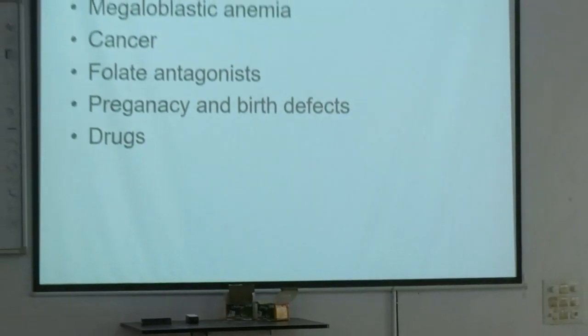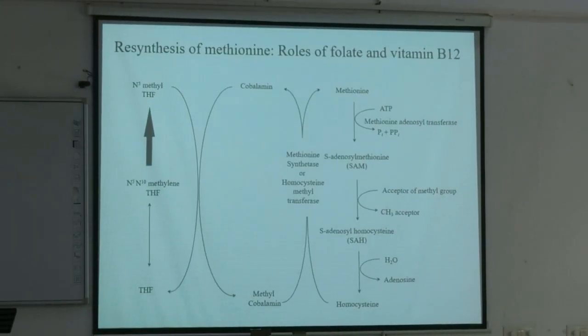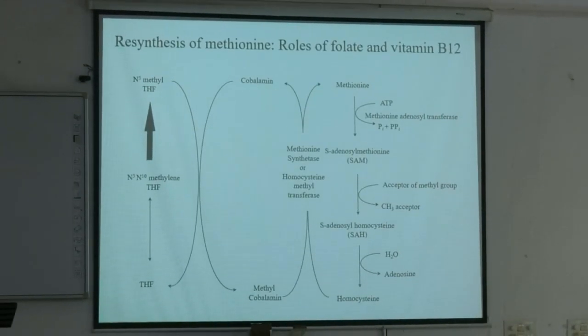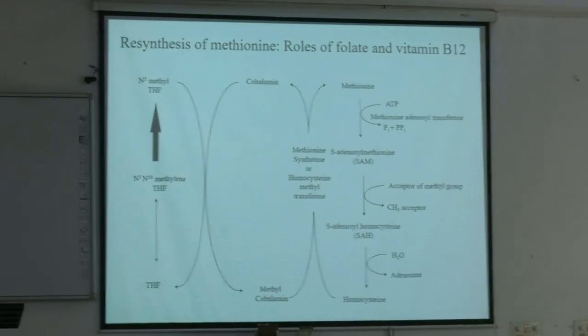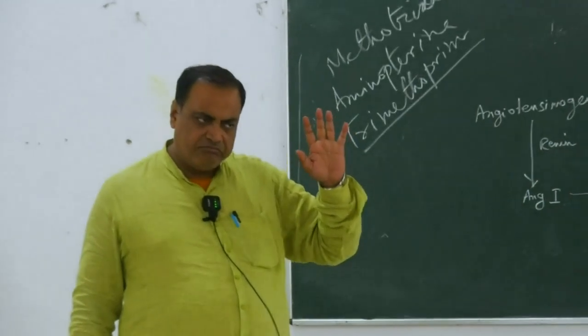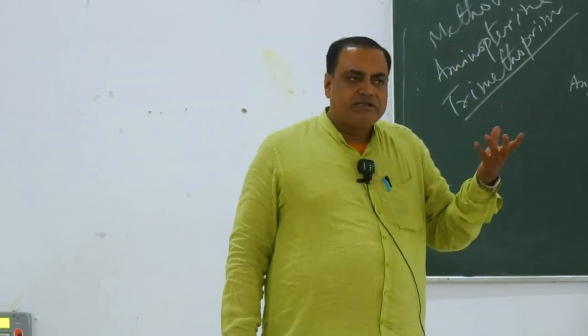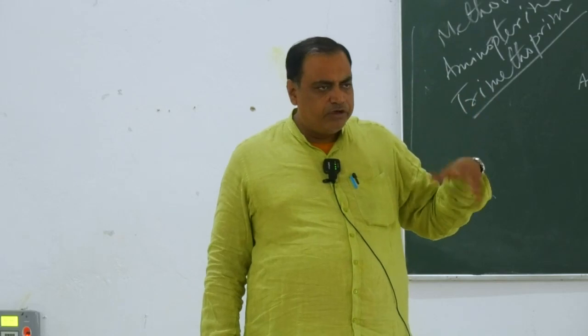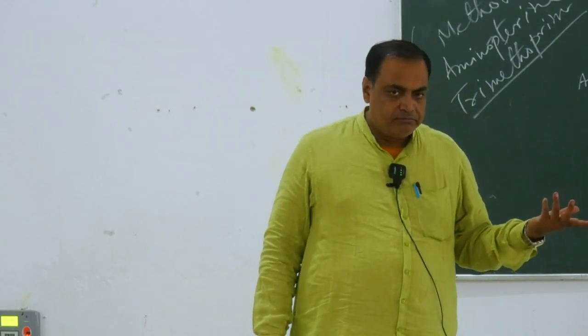Now, deficiency manifestations, look at them; those who have already done it can look. Folic acid is required for synthesis of nucleic acid, be it nucleotides, particularly purine nucleotides. DNA requires thymidine. Thymidine synthesis requires folic acid. So, without folic acid, thymidine will not be synthesized. Without thymidine, DNA will not be synthesized.